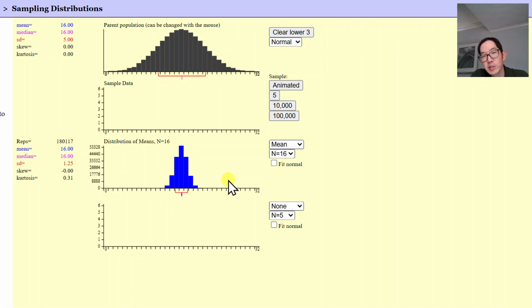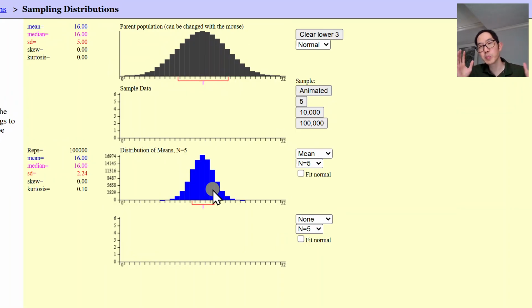This is our distribution. Comparing the sampling distribution when n is equal to 16 versus when n is equal to 5, we see that the sampling distribution with only 5 has wider spread, and when you have n equal to 16, the spread is less. You can even see the standard deviation is around 1.26 for n equal to 16, and around 2.24 for n equal to 5. There's an inverse relationship: when you take a bigger sample, you end up having less spread in the sampling distribution. When you have a smaller sample, you end up having more spread.